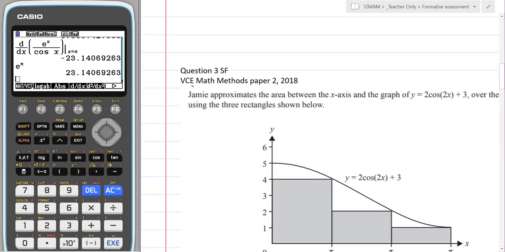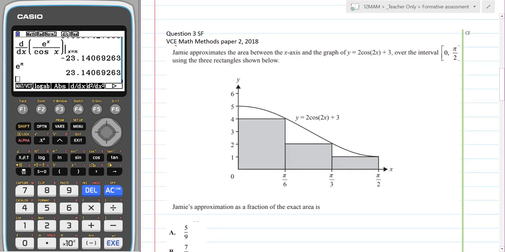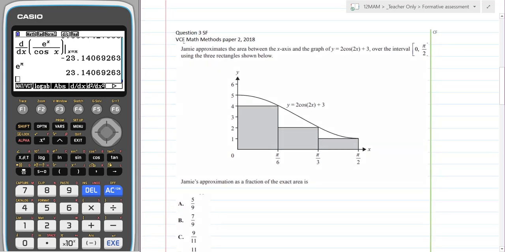Okay, question 3. This question seemed to get a couple of people, so you need to read the question because it says Jamie's approximation as a fraction of the exact area. First of all, you have to work out the area approximation, and that's just going to be equal to the area of each rectangle added together. You don't have to do any special work. The information's in the diagram. It's multiple choice, no calculations required.